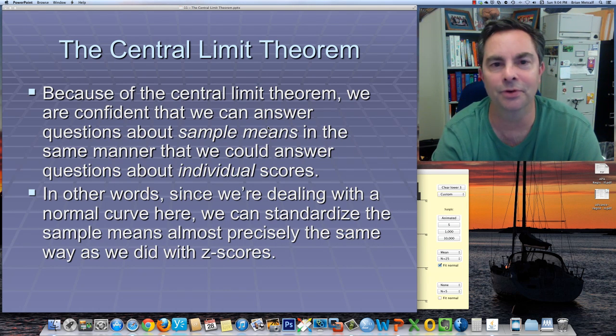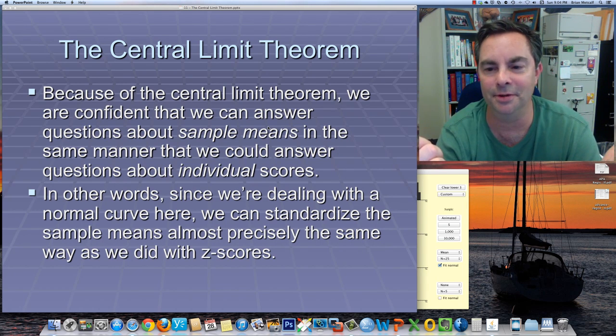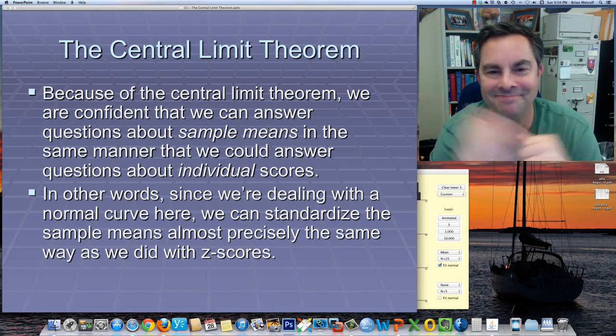It's why we can do research. Sampling distributions and central limit theorem. Love it. Bye-bye.